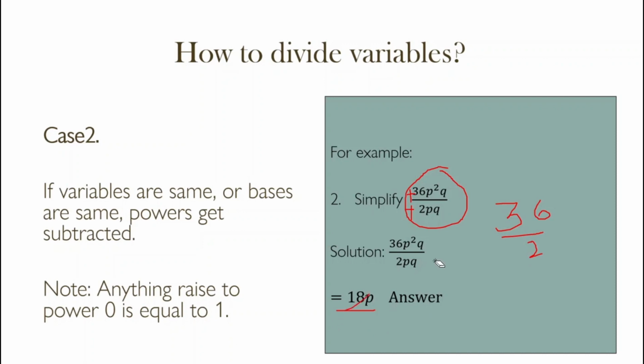Now the new thing is how we will solve for the variables. First thing, the variables are the same. Second thing, there is more than one variable. So how are we going to solve it?